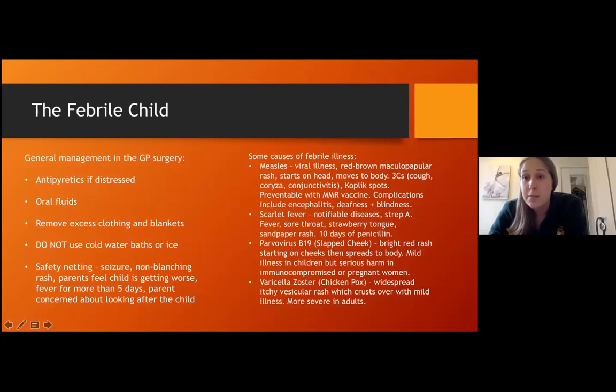This is obviously preventable with the MMR vaccine, and can result in some serious complications if untreated. So obviously very important to recognise that. And then just a few more to have a look through. I won't dwell on them all now, but you guys can get the slides after so you can have a look at that.